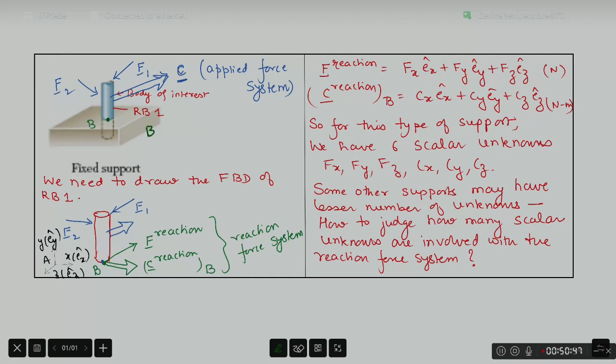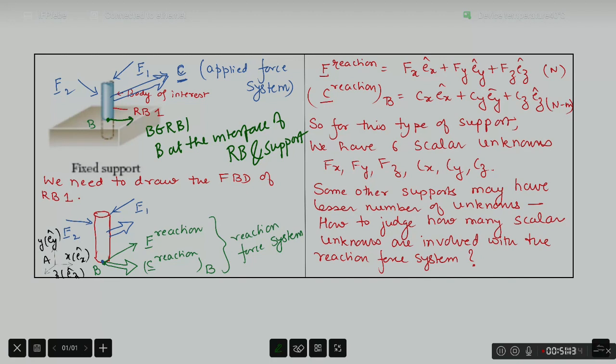You call your designer of the support and ask, if I try to move B in X direction, will your support try to stop that motion or not? He says yes. Immediately you should conclude that Fx must be included in the reaction force system. This should be taken as non-zero to begin with. You should not neglect that.